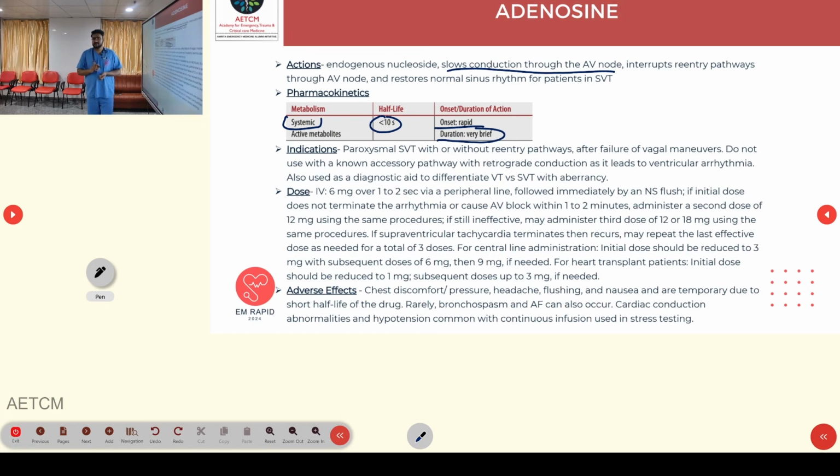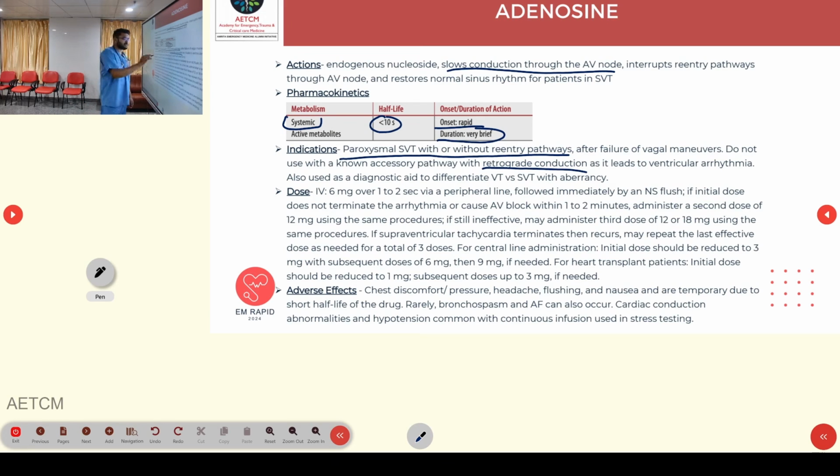So while giving the adenosine dose, we have to be very careful to deliver it with an NS flush as well, and by raising the arm in which we are giving adenosine. Indications, as we said, are paroxysmal SVT with re-entry pathways, after failure of the initial vagal maneuvers. If that fails, we'll go for adenosine. Do not use it with a known accessory pathway with retrograde conduction. If there is retrograde conduction, then it can lead to ventricular arrhythmias.